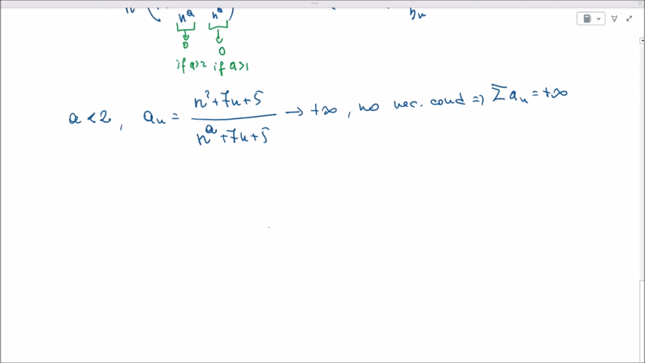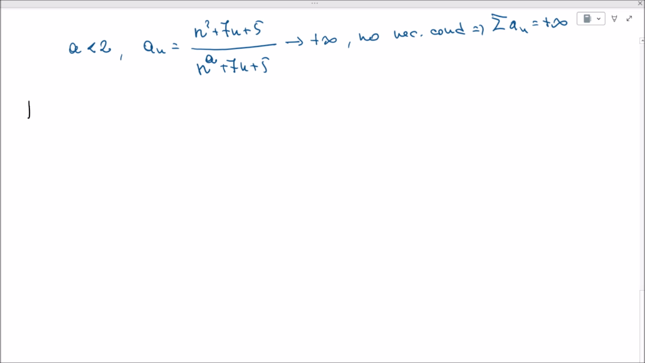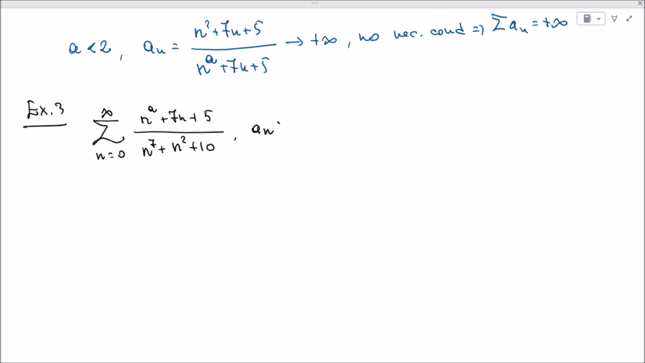Let's consider a new exercise, which is a small variation of the previous one, exercise 3. Let's consider the series sum n goes from 0 to infinity of, well, now we have n to the a plus 7n plus 5 at the numerator, and we have n to the 7 plus n squared plus 10 at the denominator. And we see that this an is larger than or equal to 0. Okay, so this term of the sequence is always positive because it will contain just powers of n, which is always positive.